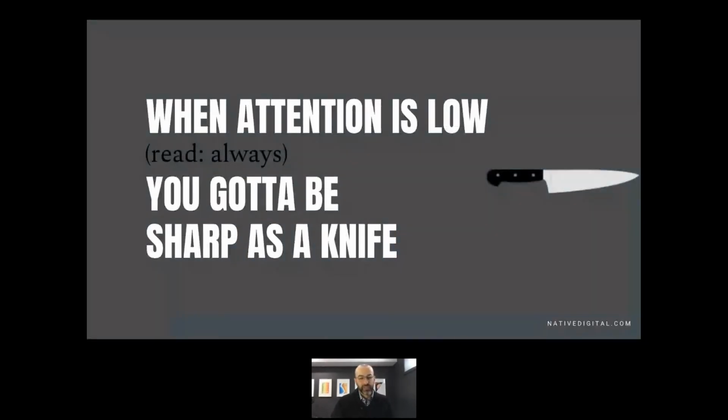Attention is very low. This is not a surprise. It's always low. And so again, the reminder here is you got to be sharp as a knife. You have to be able to cut through, and it requires focus.